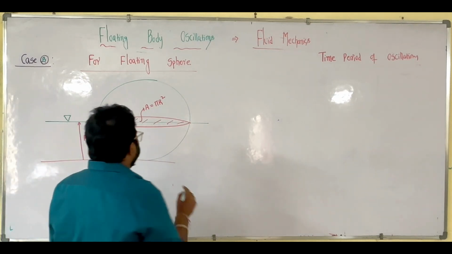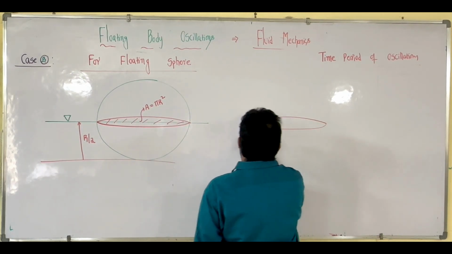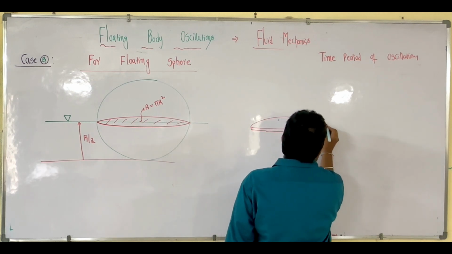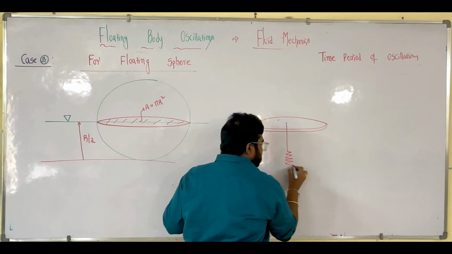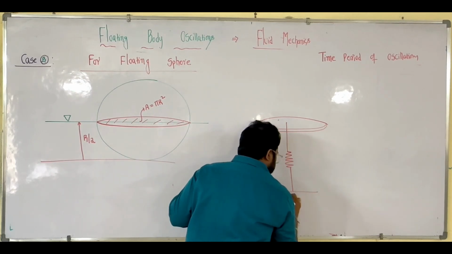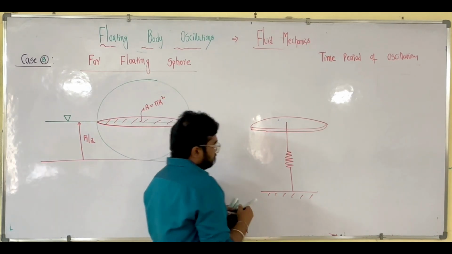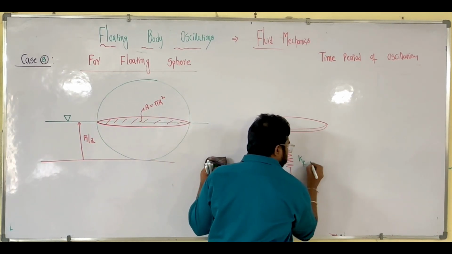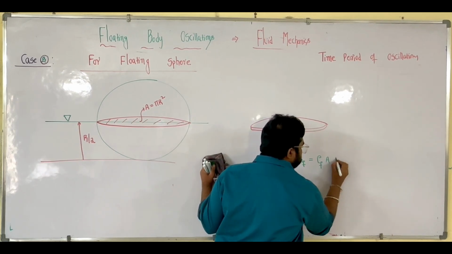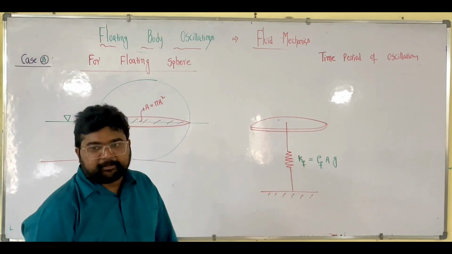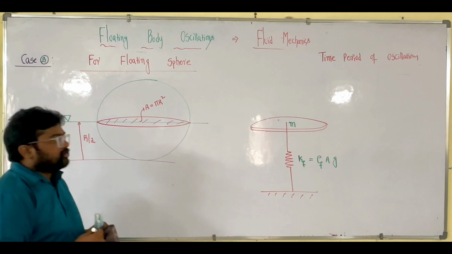Now, first we need to take this circular cross section, and then replace the entire fluid with a stiffness K_F. K_F equals how much? Density of the fluid into area projected onto the free surface into g. This is the element mass, the mass of the sphere.